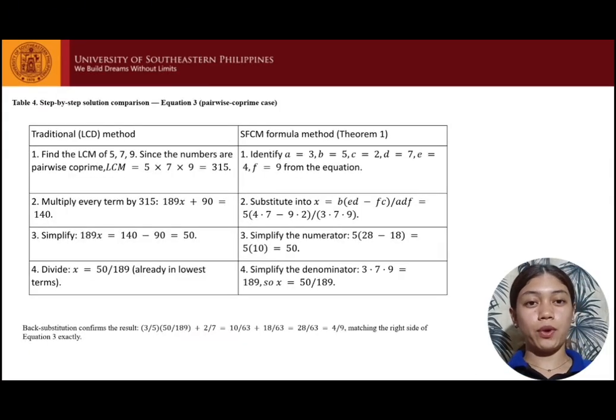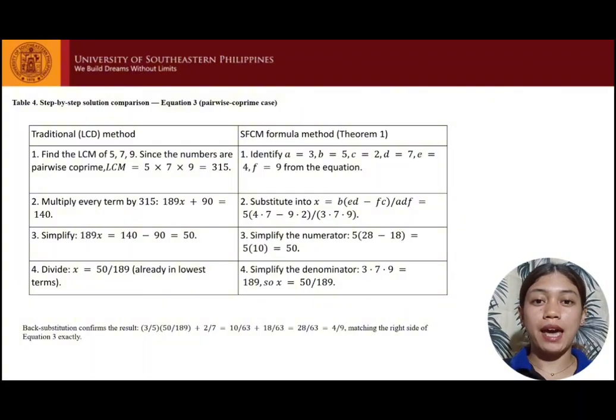Let's zoom in on Equation 3 because it's the case that stresses the traditional method the most. Using the LCD method, the first move is to find the LCM of 5, 7, and 9. Since those numbers are pairwise coprime, the LCM is their full product, 315. From there, every term gets multiplied by 315, giving 189x plus 90 equals 140, which simplifies to 189x equals 50, and finally x equals 50 over 189.